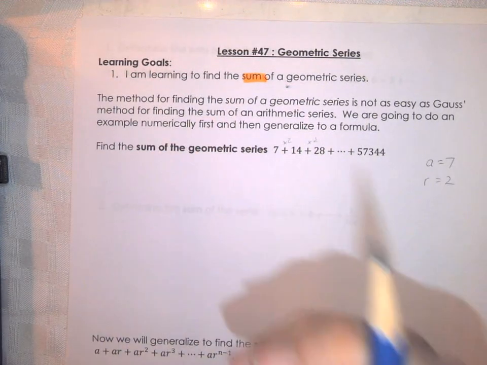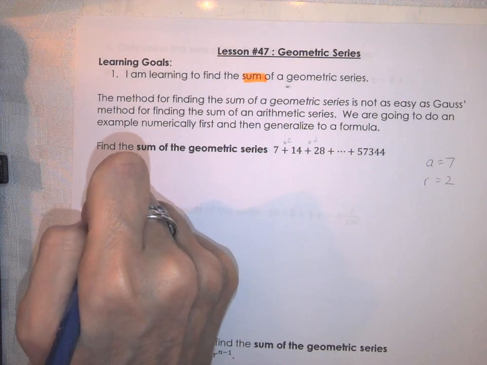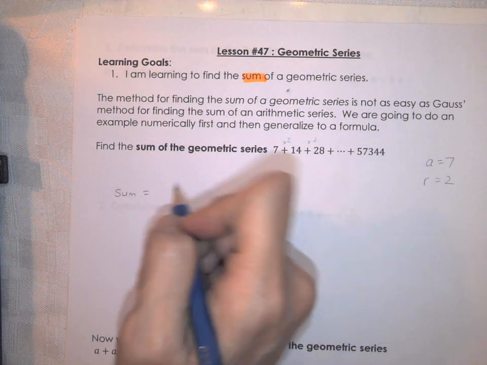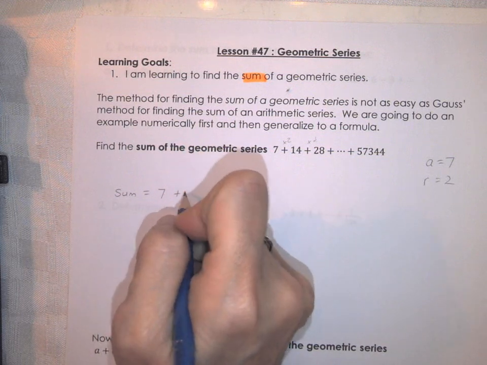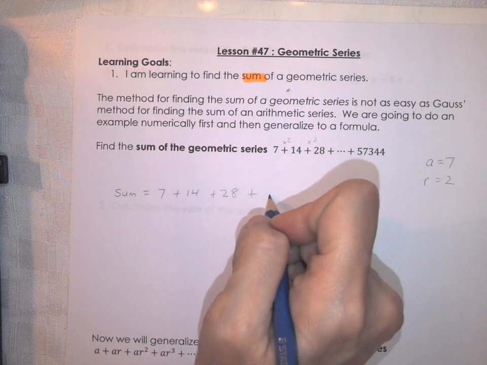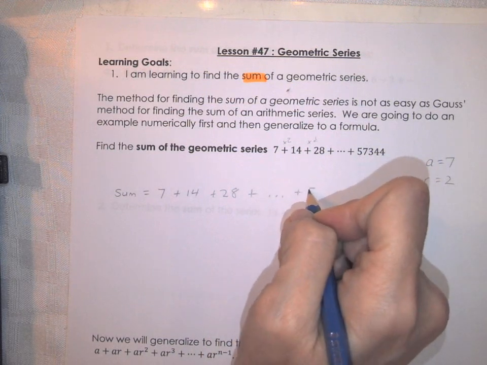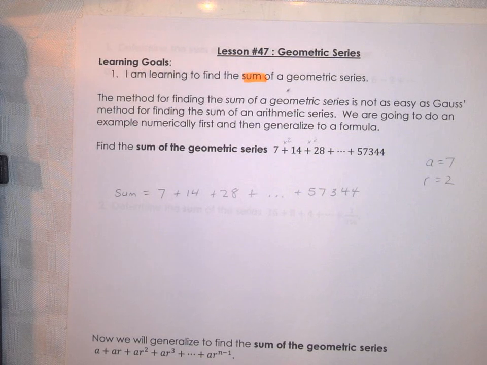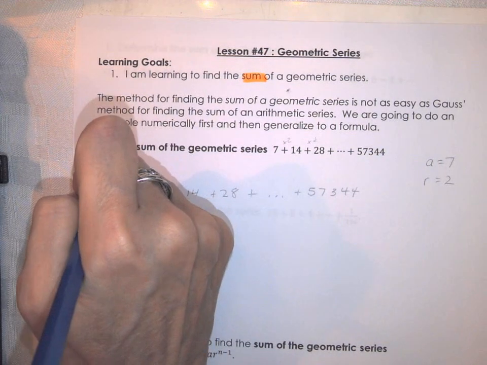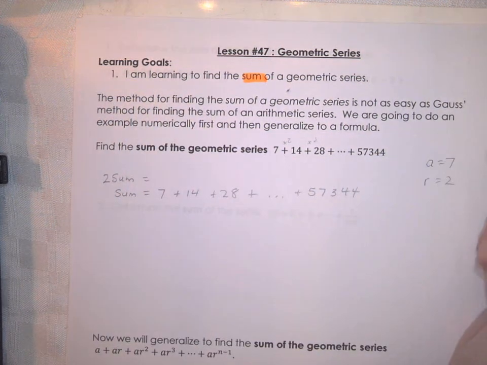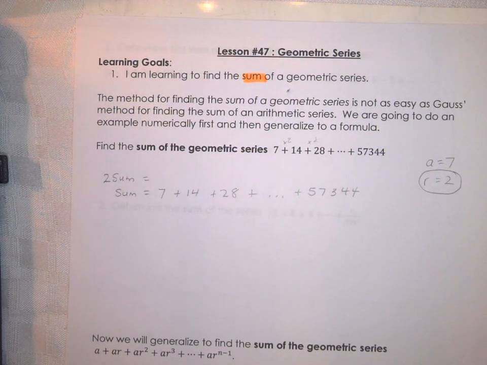So leave some space, but we're going to write the sum is, leave some space above, 7 plus 14 plus 28 plus ... plus 57,344. Now we're going to multiply each term in the sum by 2. So we're going to call it 2 times the sum. And the reason we chose 2 is because it's our value of R.